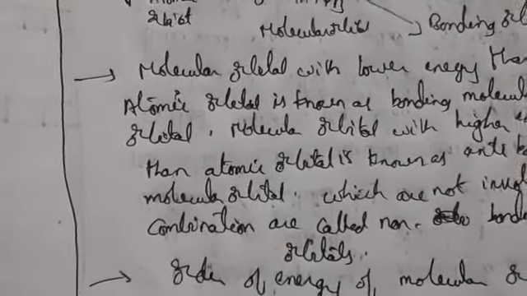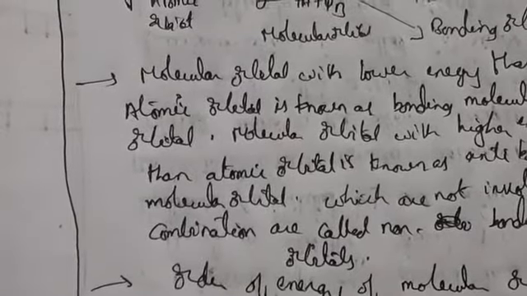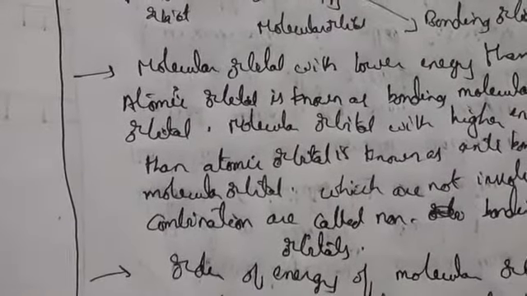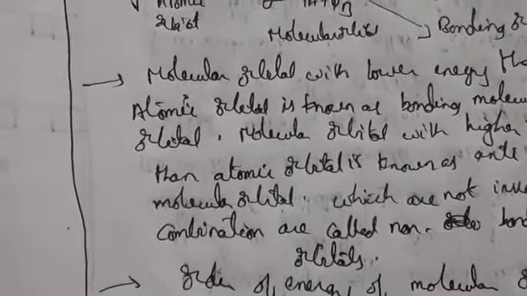Also, the combining atomic orbitals must overlap to the maximum. The greater the overlapping, the more molecular orbital will form. So these are the conditions to form molecular orbitals from atomic orbitals.